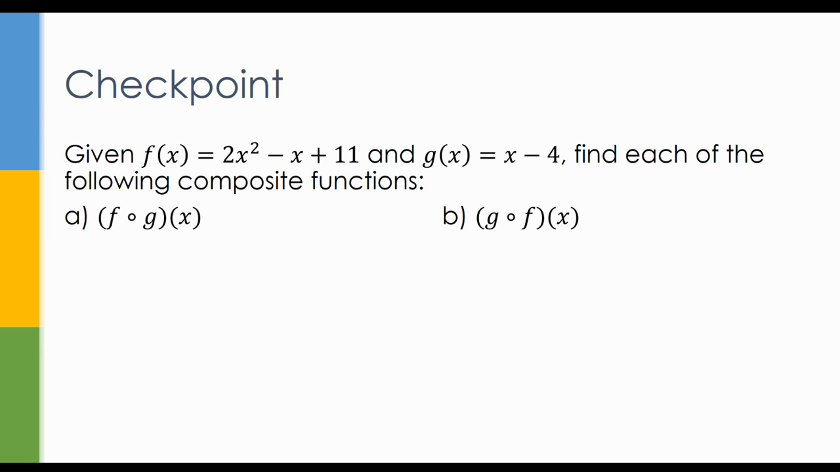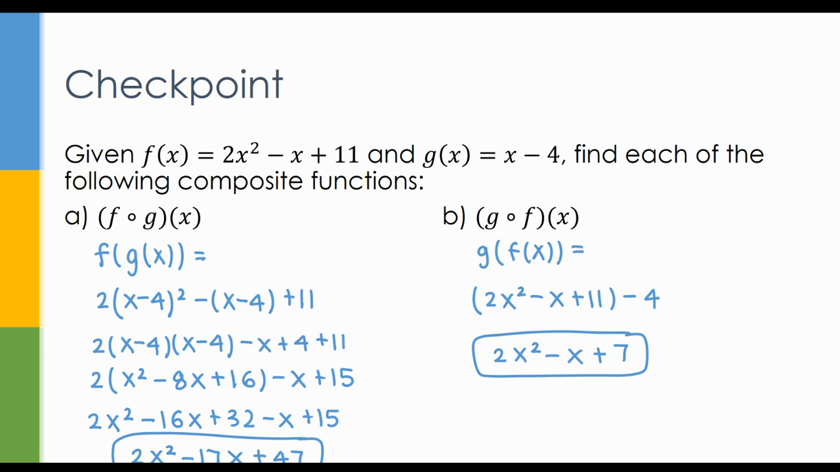So I'm going to have you guys pause the video. Here are two new functions. Go ahead and try the compositions in either direction. Okay, so for the first one, we should have gotten 2x squared minus 17x plus 47. And then in the second one, we should have gotten 2x squared minus x plus 7.